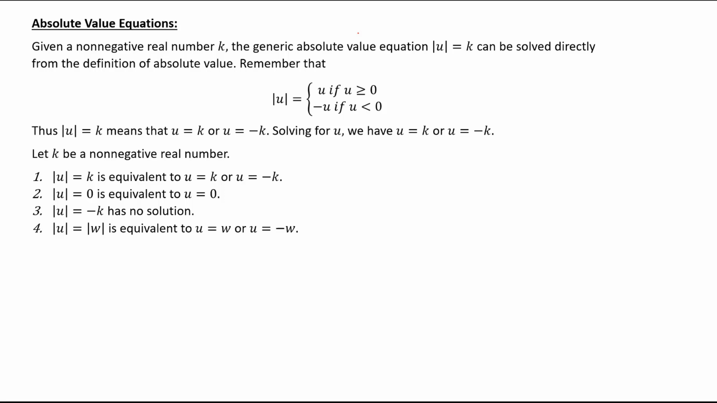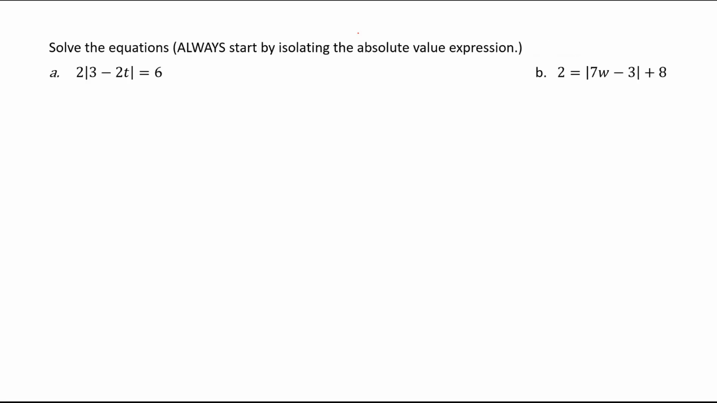And then the absolute value of u equals the absolute value of w is equivalent to saying u equals w or u equals the opposite of w. And like I said, memorizing this is not the way to go. It's better if you just understand what it means. So let's look at some situations here.